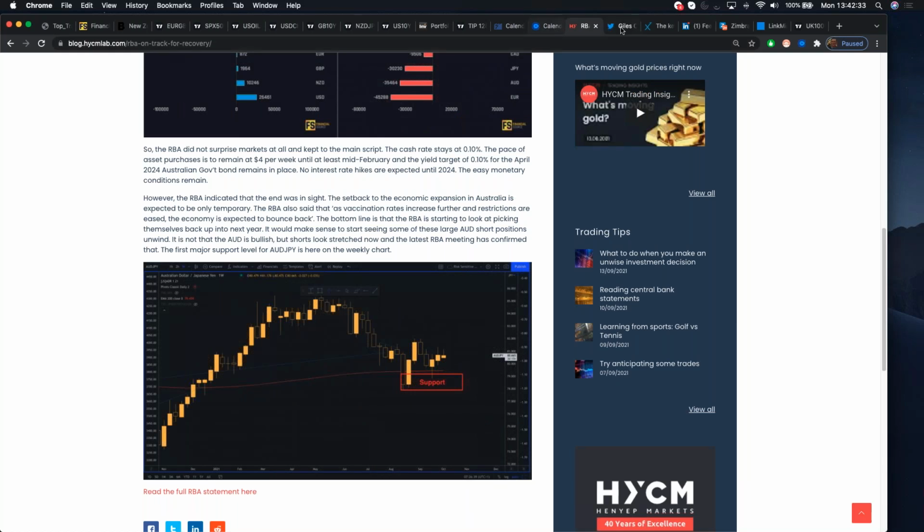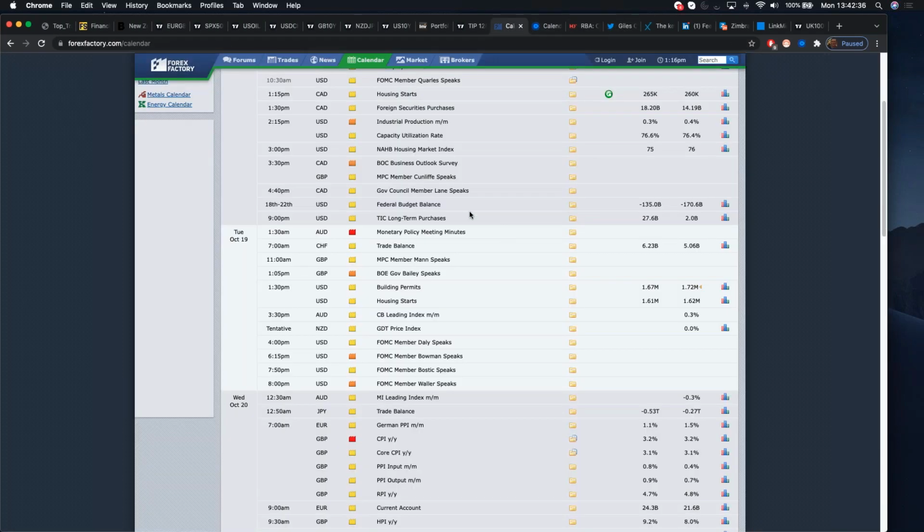However, in terms of the fundamental calendar, we want to see any hints from the monetary policy meeting minutes that indicate the RBA may be raising interest rates sooner than 2024. At the moment, they say 2024 before they raise interest rates. What's good for China is good for the Aussie dollar. What's bad for China is bad for the Aussie dollar.